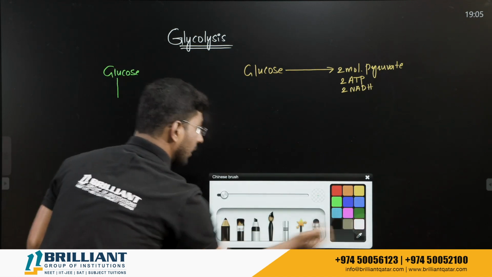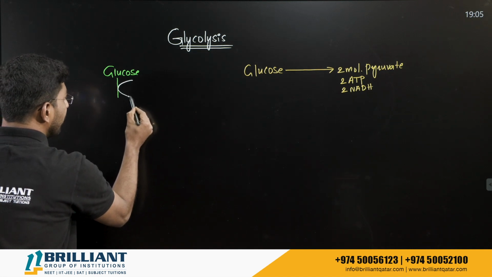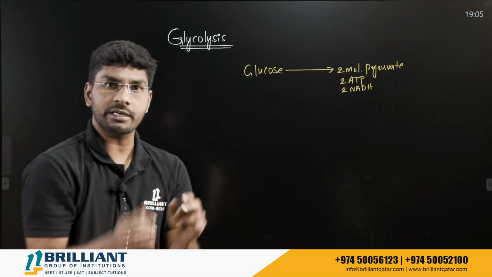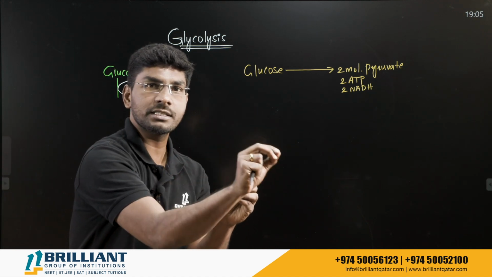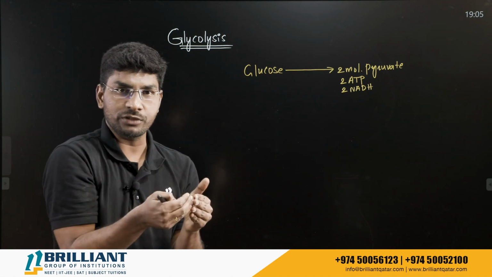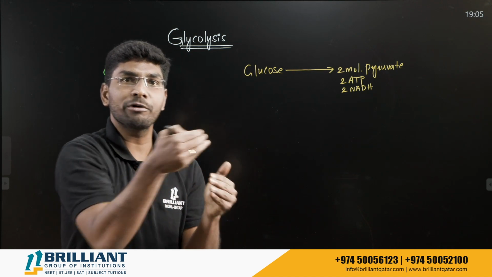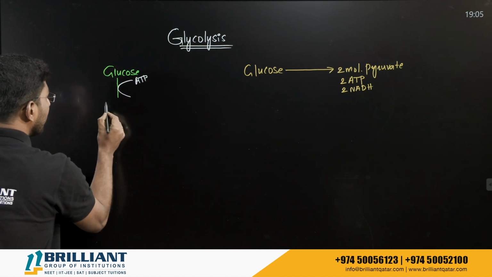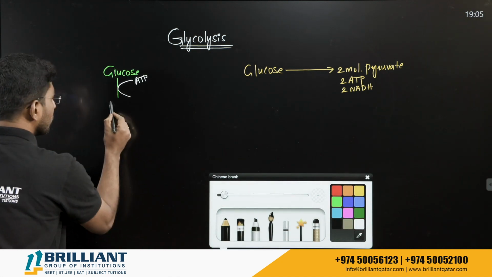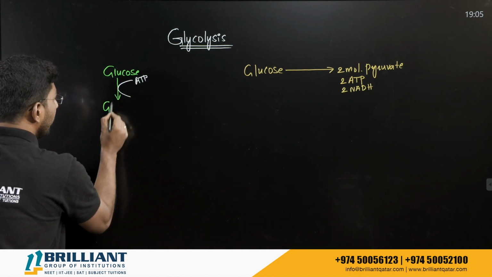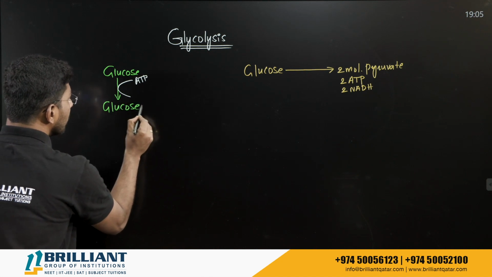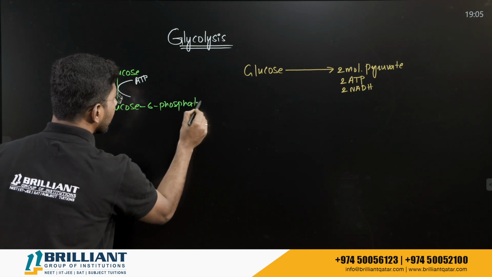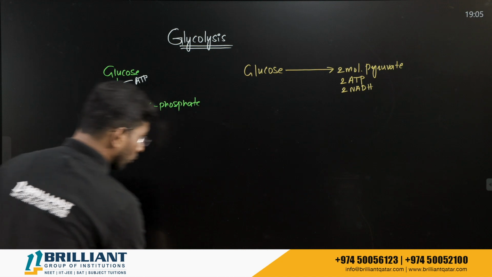So here what I'm writing, this glucose takes one phosphate from ATP. In adenosine triphosphate, 3 phosphates are there. One phosphate is given to glucose. So glucose takes 1 phosphate and that phosphate will be on the 6th carbon of glucose. So the glucose converts into the next compound. What is the next compound called? Tell me. Glucose 6 phosphate. Am I clear? Glucose converts into glucose 6 phosphate.